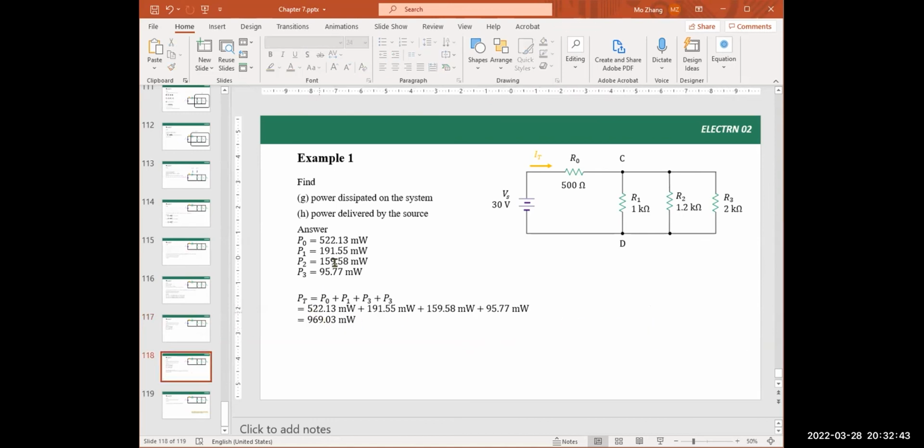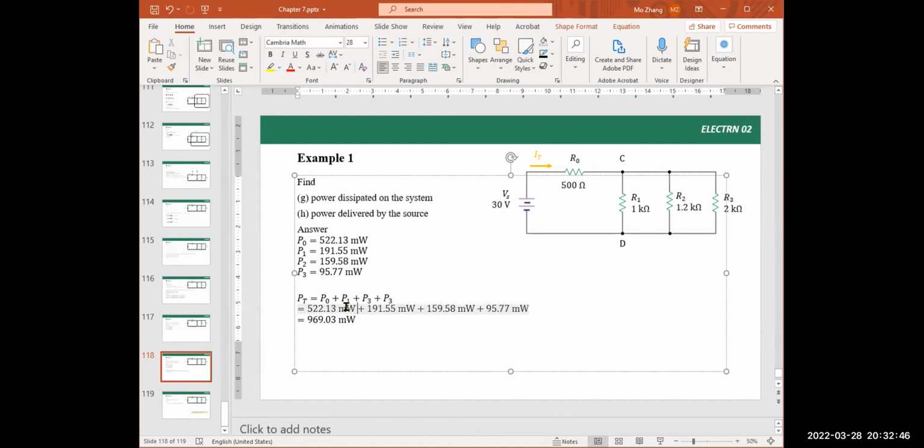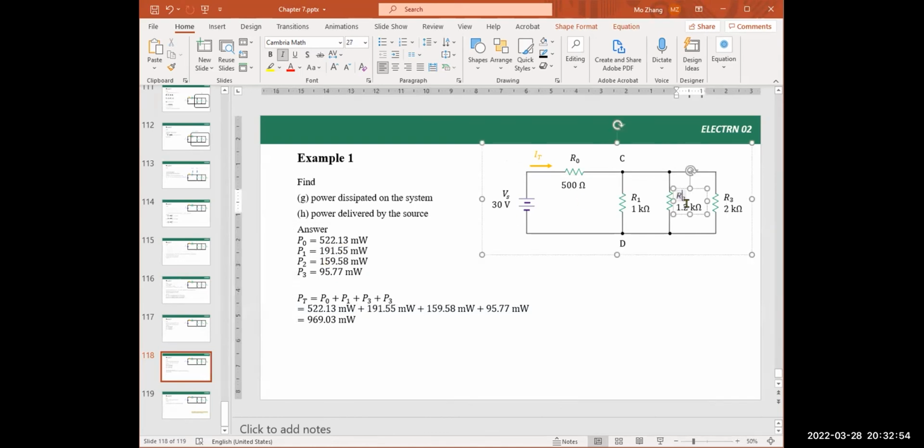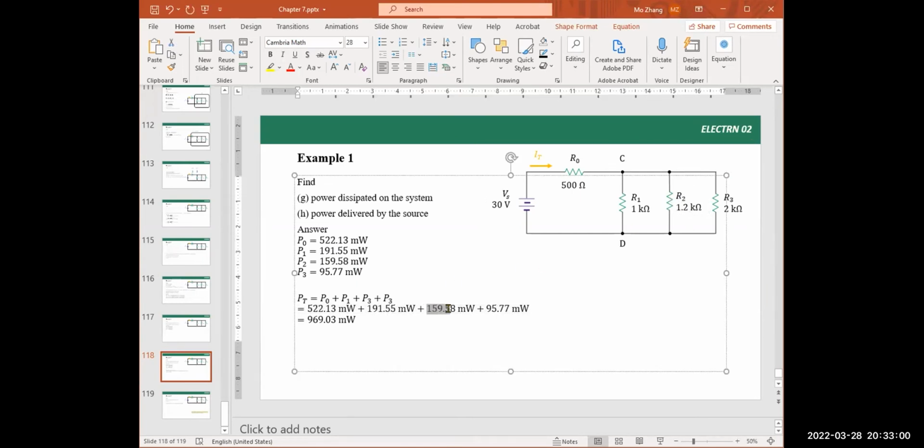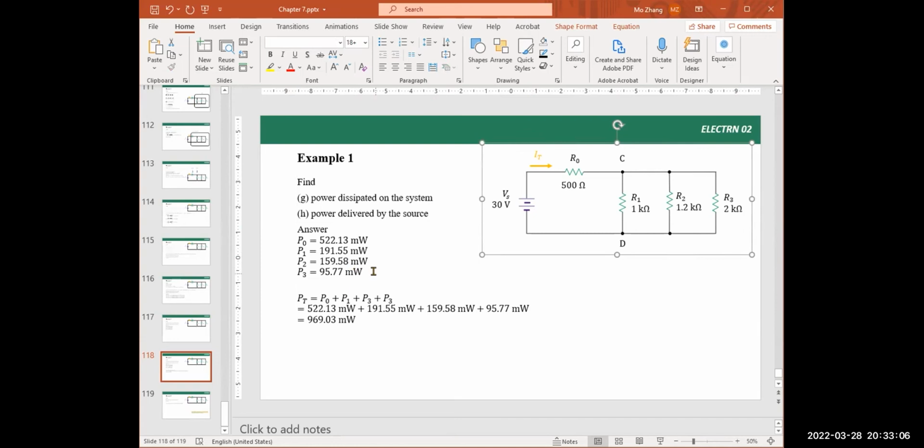such as 522.13 milliwatts power 0 plus 191.55 power 2 plus, right, this is power 2, 159.58 milliwatts plus the last power, 95.77 milliwatts. Add them up is 969.303 milliwatts. This is the total power. The power dissipated on the entire system, all the resistors combined, all resistors. Any questions here?